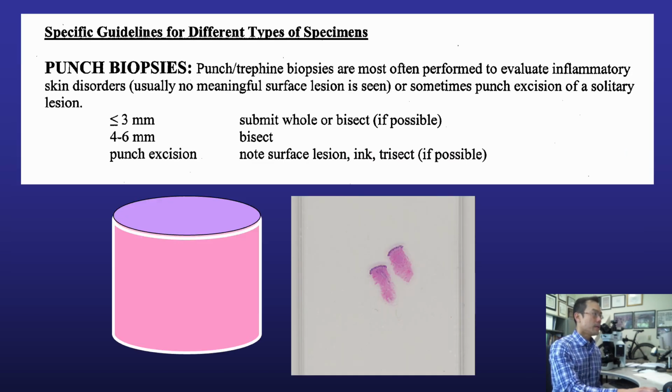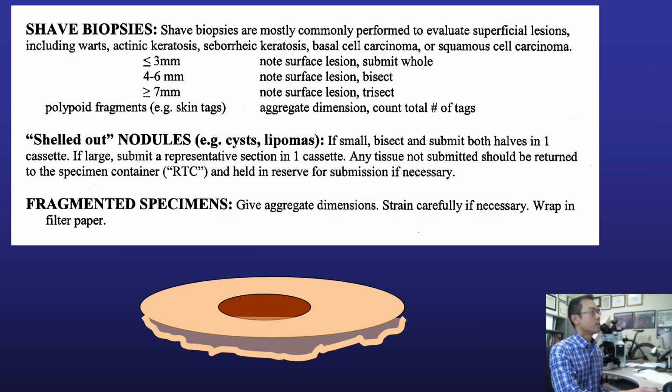Punch biopsies may be in a wide range of diameters. Probably 4 millimeter is the most common, but as you can see, there's a wide range. Whenever possible, we do prefer to bisect the specimens so that we don't lose any tissue and so that the initial sections will be from the center of the specimen, most likely representative. Grossing guidelines for shaved specimens are similar to the punch biopsies.